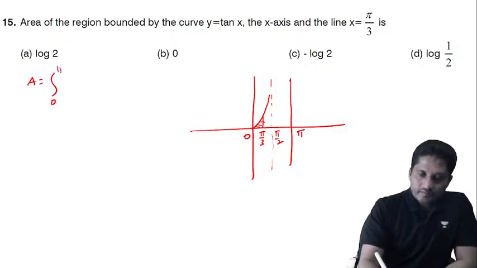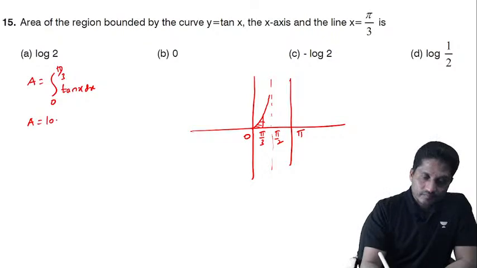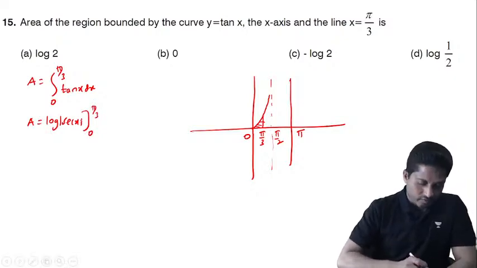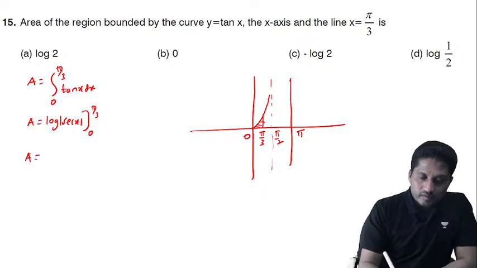Integral from 0 to pi by 3 of tan x dx. Integration of tan x is log sec x. Log sec x between the limits 0 to pi by 3. Right, now if I substitute, the upper limit is log sec pi by 3, and the lower limit is log sec 0.